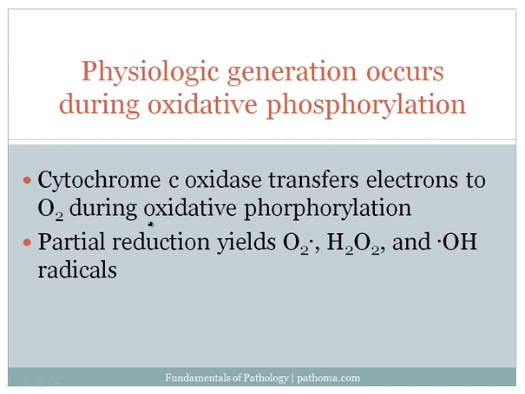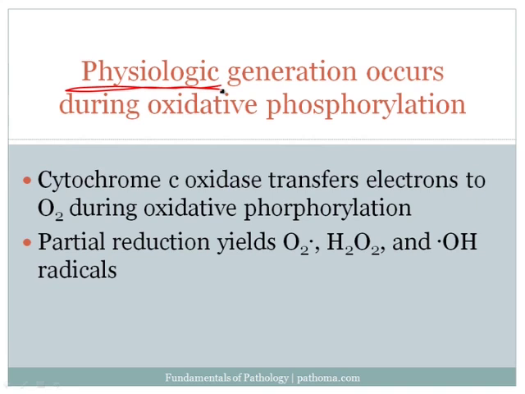So what do we mean by physiologically? Well, physiologic generation of free radicals occurs during oxidative phosphorylation, and of course this is part of the normal physiology of a human being, so that's why we use the term physiologic. Now let's review oxidative phosphorylation briefly and remind ourselves that during oxidative phosphorylation, cytochrome C oxidase transfers electrons to oxygen as a final electron acceptor. And you recall in our prior discussion of the electron transport chain, oxygen accepts electrons, which then drives the production of a proton gradient, which then eventually drives the production of ATP.